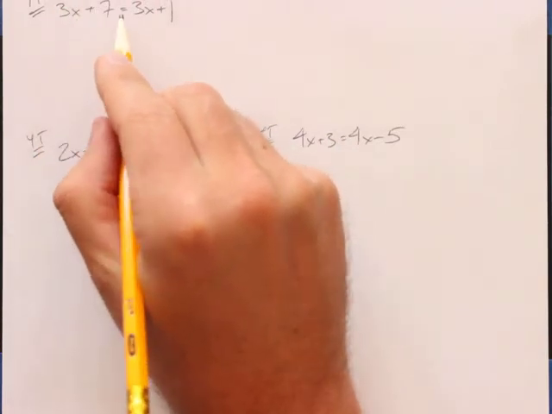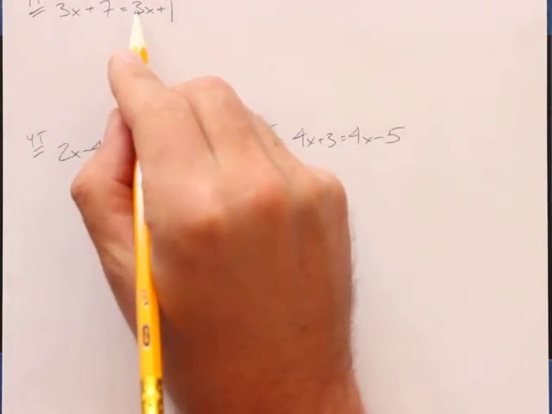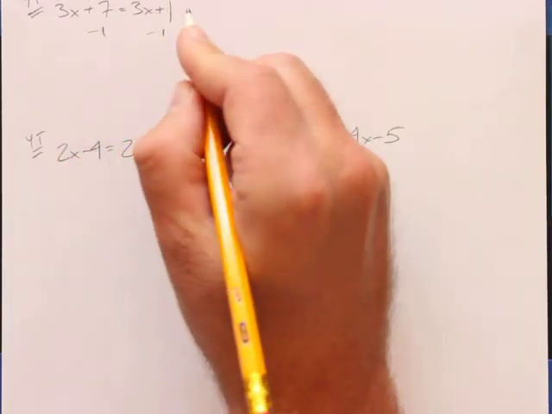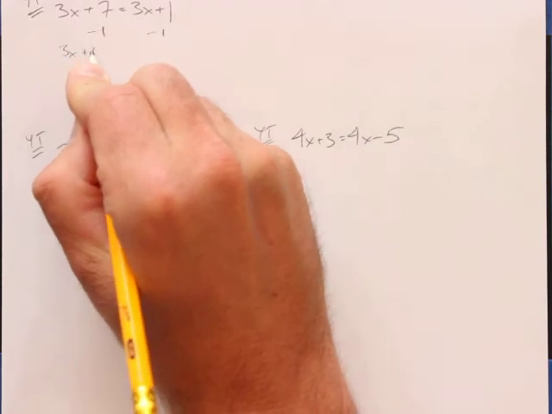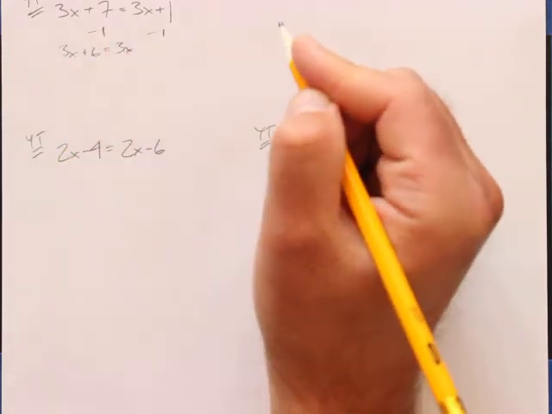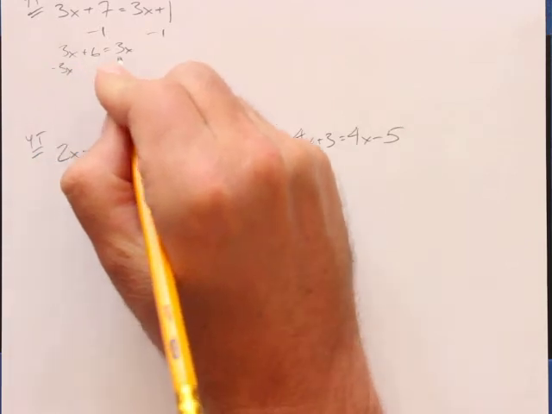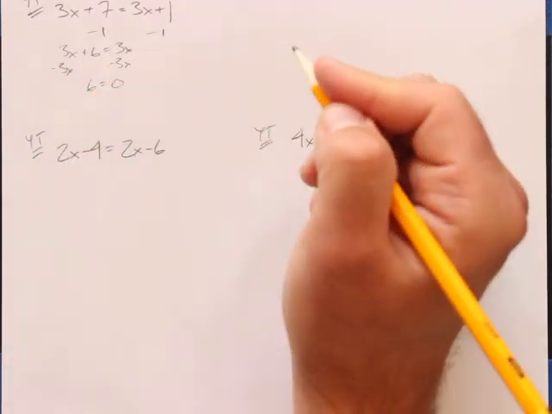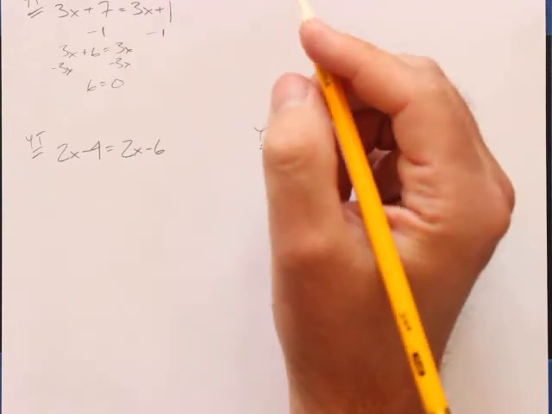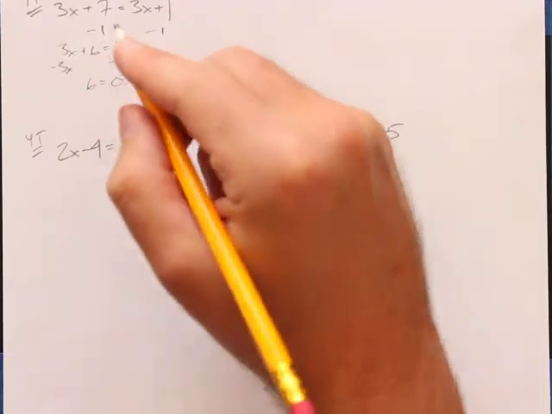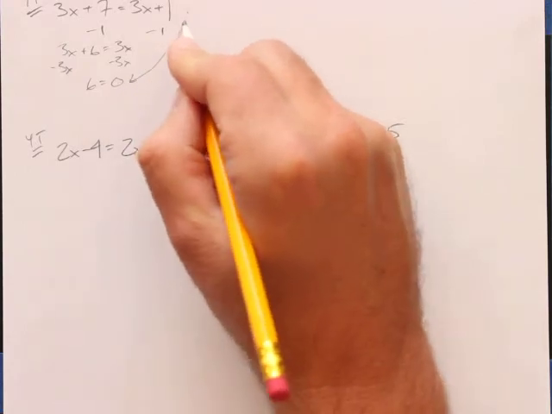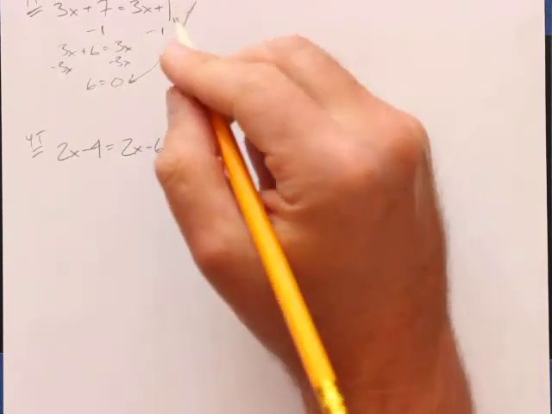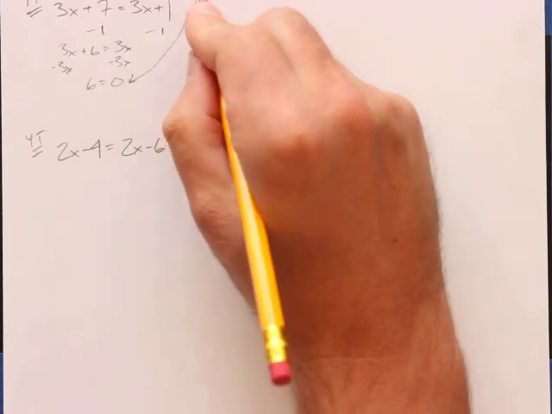Now, what I'm going to do here, I'm going to subtract the 1 from both sides first. 3x plus 6 equals 3x. Now I'm going to subtract 3x from both sides, and I get x equals 0. That's not cool. But remember how I was interchanging 0 and y? I was plugging y in for 0. So what this is saying is y equals 6.